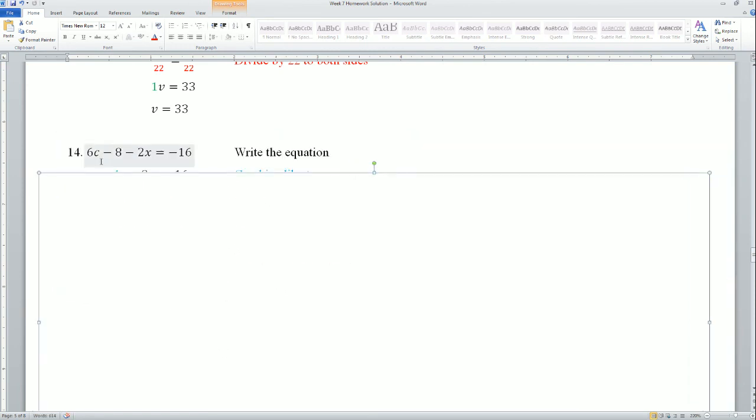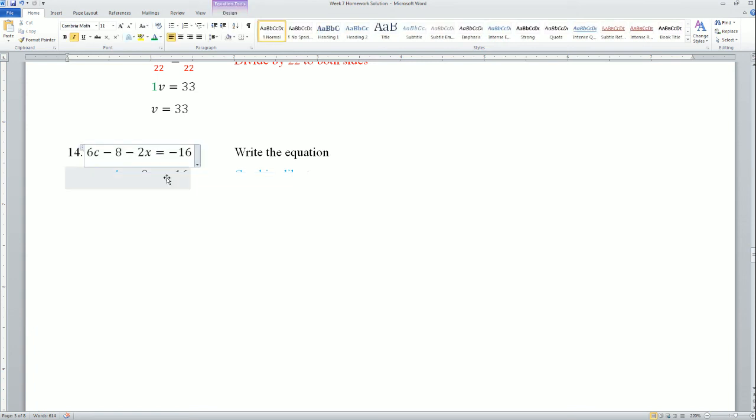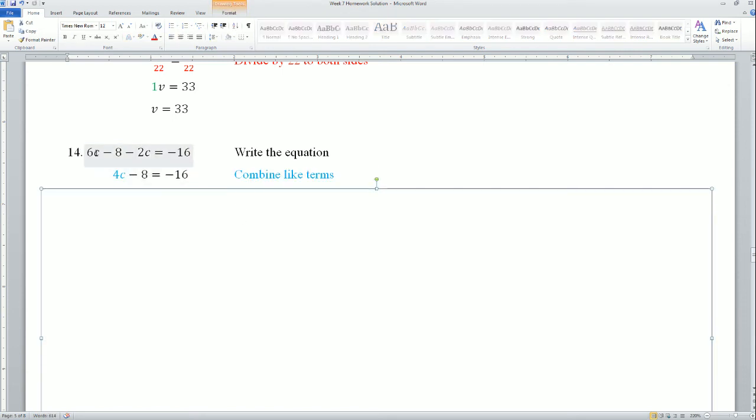14. 6c minus 8 minus 2c equals negative 16. Right, write down the equation. Combine the like terms. 6c minus 2c gets me 4c. Nothing else happens, so I bring down the negative 8, and bring down the negative 16.